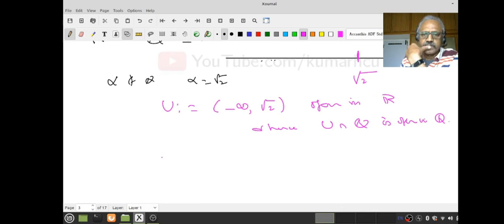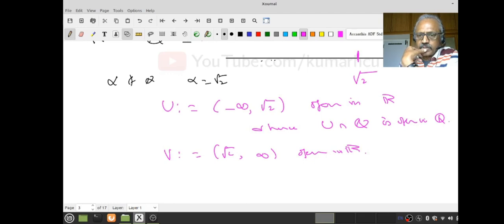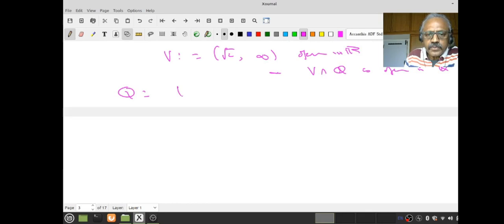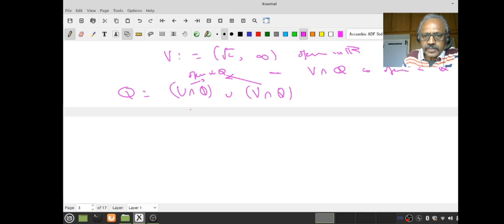Why? Subspace topology. Now let's look at the other set V, which is root 2 to infinity. This is again open in R with the usual topology, and hence V intersection Q is open in Q. And notice that my Q is the disjoint union of U intersection Q and V intersection Q. This is open in Q, and this is also open in Q. That means this is both. So U intersection Q is open and closed in Q.